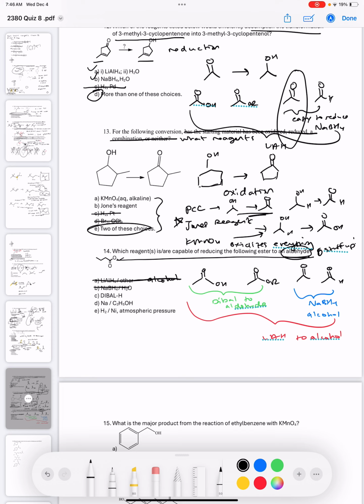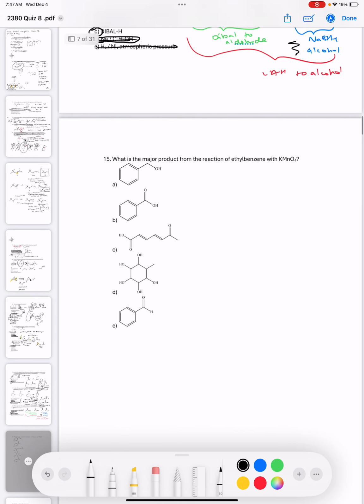NaBH4 can't reduce it at all. It's not even in the category of being able to be reduced by that. Diels-Alder will take and stop it to an aldehyde, so that's a good option. This, I don't even know what this is, so that won't work. And then H2, that's good at eliminating double bonds, but it's not good at reducing oxygen. So that's where I think I'll stop. That seems like it's the right answer, so I'm going to go with answer choice C for that.